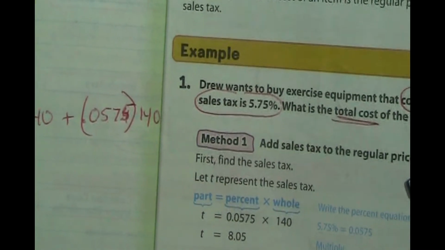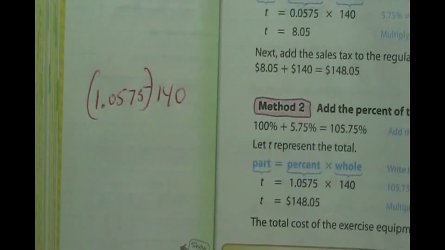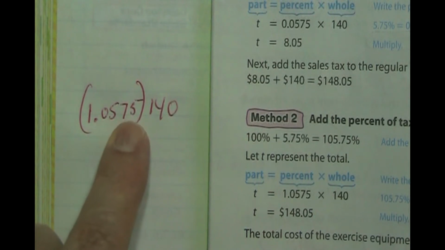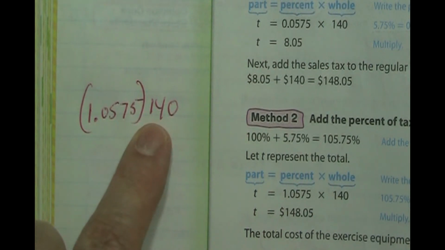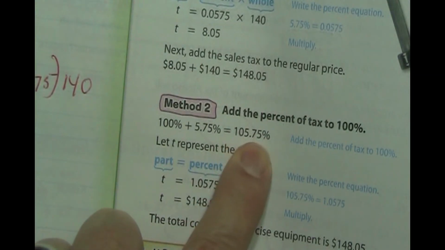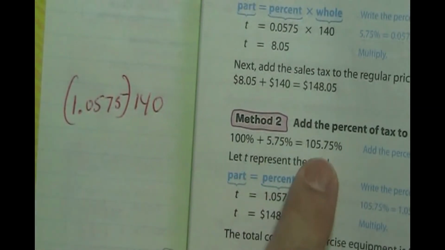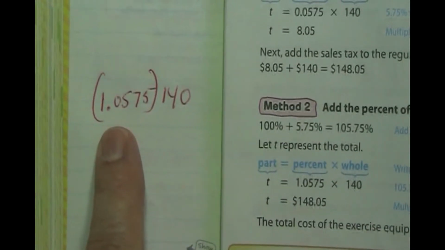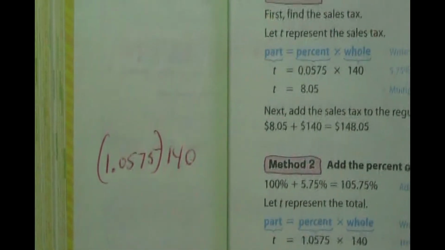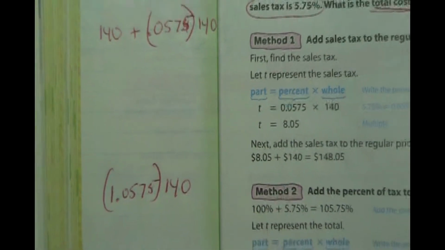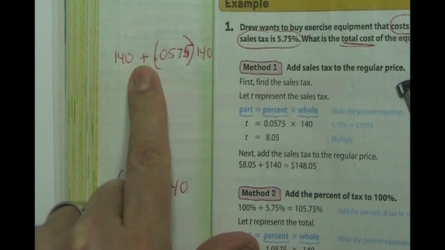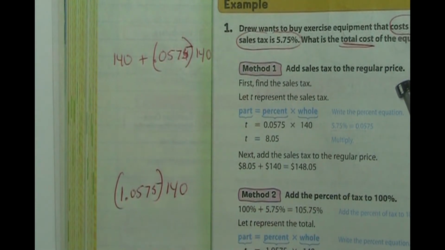Method two, the second method, is to simply take 105.75%, right? See that? 105.75%. I move the decimal over 2 spaces. There I go. And now we can just multiply, and you have the answer. It's the same answer. It's your choice which way you want to do. Most people find this easy to remember. This is a shortcut.